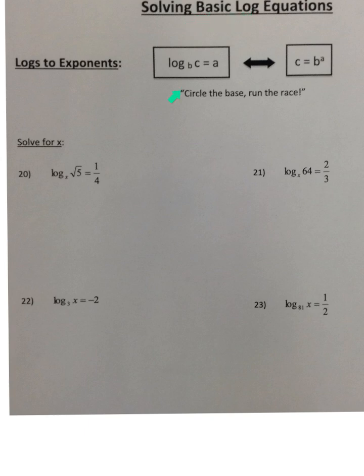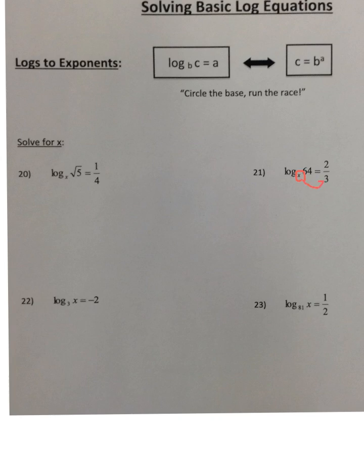Basically you learned this little rule, circle the base, run the race. What that does is it takes an equation that's in log form, in other words, we've got a log here, and makes it into something that's more manageable, something that we're more used to. All right, so we start by circling the base, run the race. I'm looking at number 21. Please make sure that you're writing this down. So you're going to circle that base, which is that subscript, and you're going to run the race.